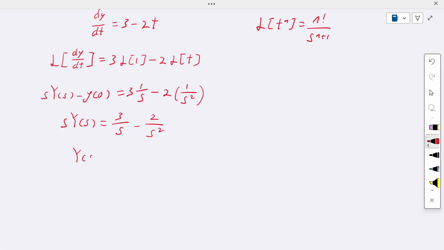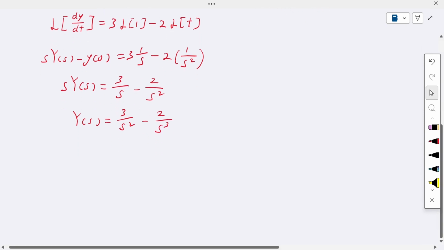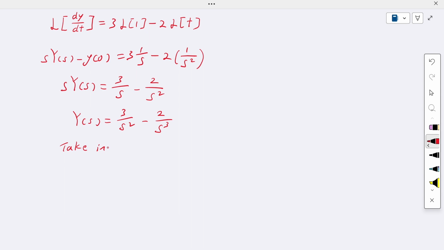We have this capital Y(s) equal to 3 divided by s squared minus 2 divided by s cubed. To find the solution, we take the inverse Laplace transform, and we get y(t). So y(t) is the inverse of this capital Y(s). Now we can solve the individual inverse Laplace transform for each of these terms.